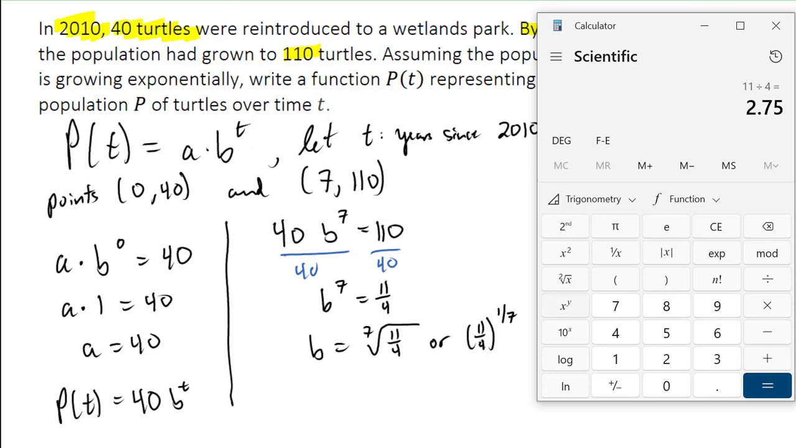All right, now I will raise that to the 1/7 power. I need to use parentheses around that 1/7. So parenthesis 1 divided by 7, close the parenthesis, and hit equals. And so then 2.75 to the 1/7 power, b is, I'll round that to 4 decimal places, 1.1555.